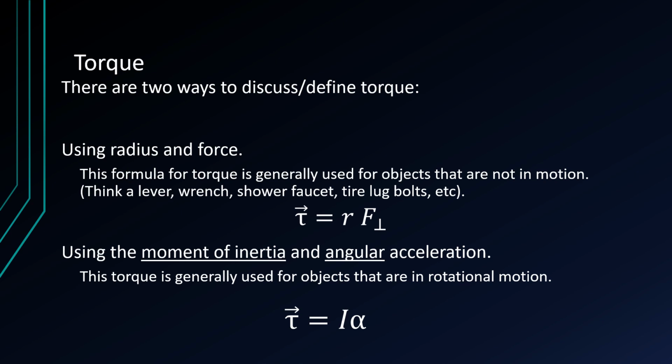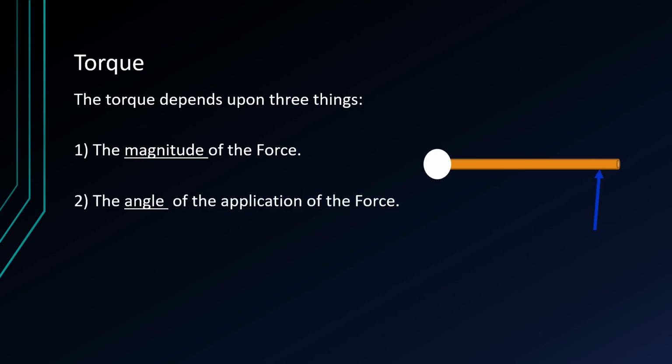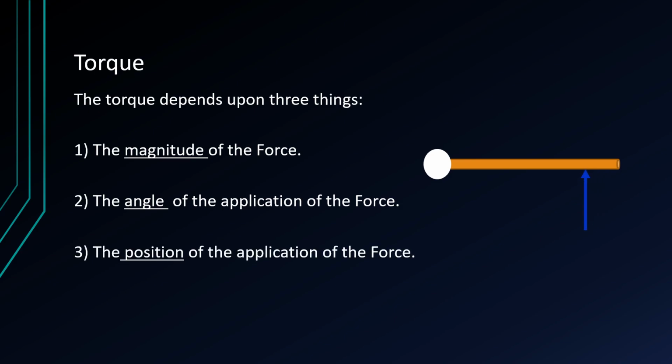So we're going to cover both of these, but the first one we're going to talk about is the first definition, right? Torque is equal to radius times force perpendicular. So this type of torque depends upon three things. First is the magnitude of the force, right? So how large is this force? The second is the angle of the application of the force. And the third is the position of the force.